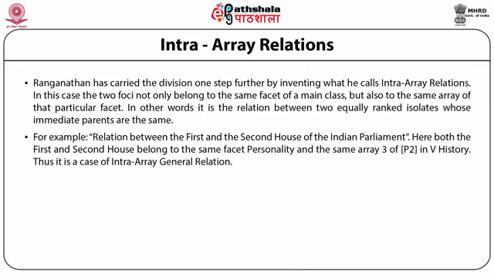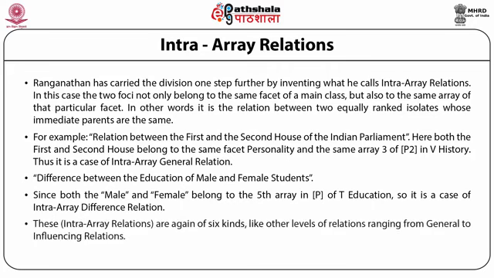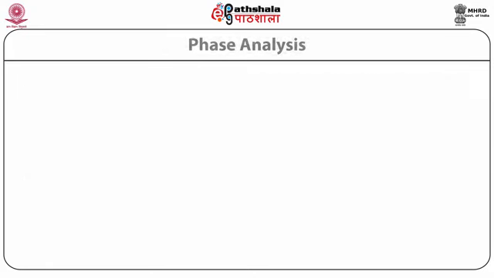Here both the first and second houses belong to the same facet personality, that is the same array 3 in P2 in V history. Thus, it is a case of intra-array general relations. Another example is difference between education of male and female students. These intra-array relations are again of 6 kinds like other levels of relations ranging from general to influencing relations. Thus, in all there are 6 into 3, that is 18 kinds of relations.